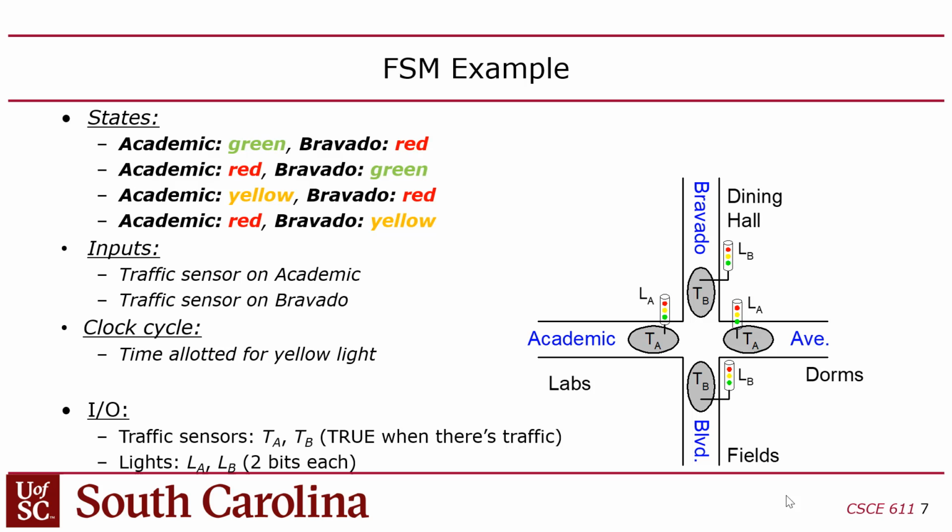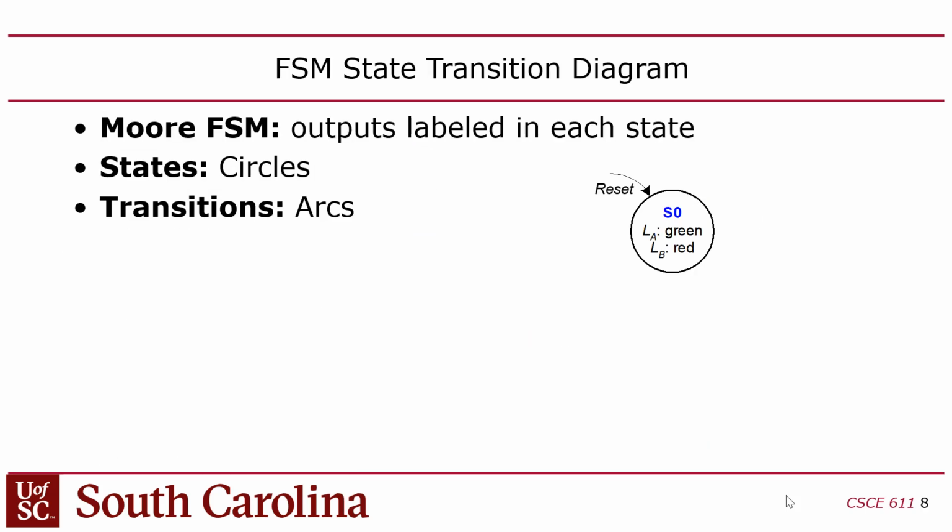And then the lights, there's L sub A and L sub B, which is what color we want to make the lights, and those are trinary, there's 3 states: red, green, and yellow. So each of those would have to be 2 bits in order to represent the 3 light colors. Okay? And so we have to start out with a reset state. So we just have to make a decision which light is going to be green when we bring the system up. So in this case, Academic is green, Bravado is red on our reset state.